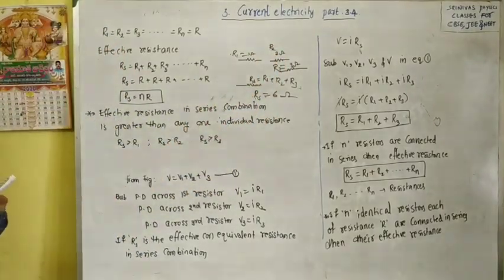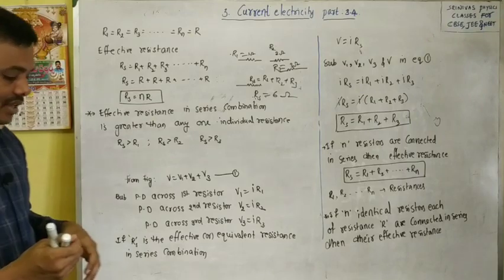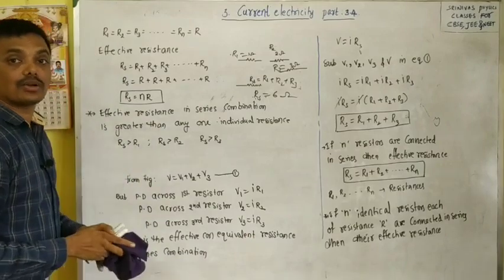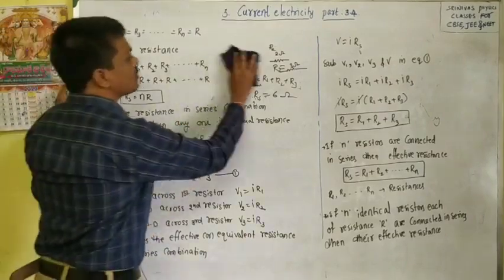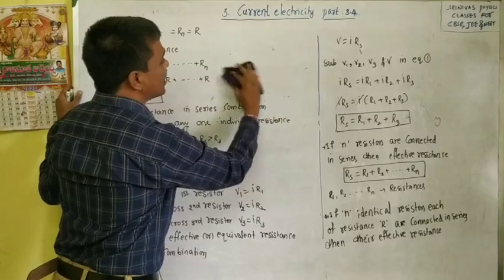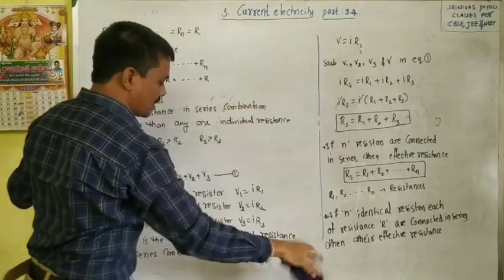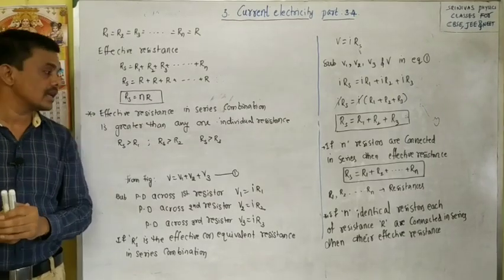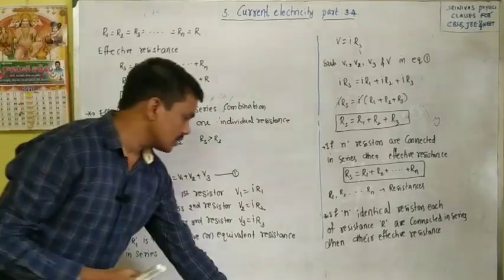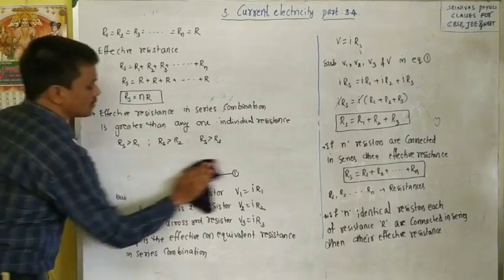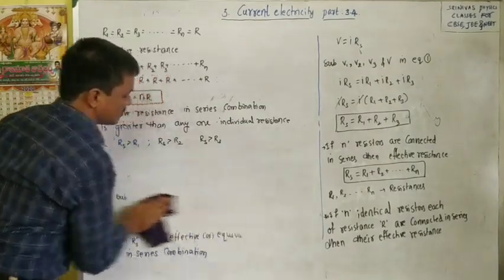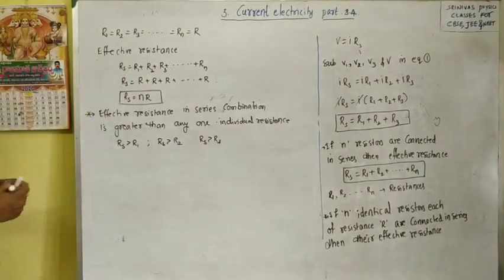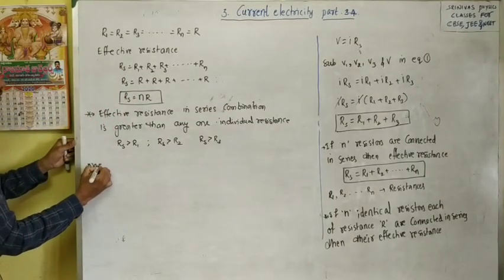That means in series combination, to find the effective resistance, we are adding. In adding, you will get a more resistance, a more value. In series combination, you will get the maximum resistance. If you want more resistance in the combination, then you have to connect the resistors in series combination. And let us see one note point, I will give a note.